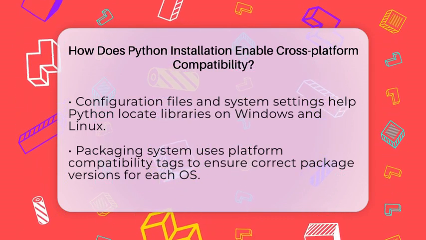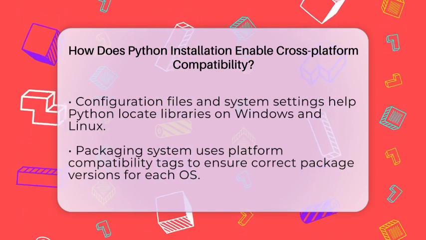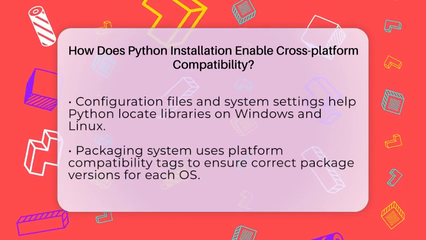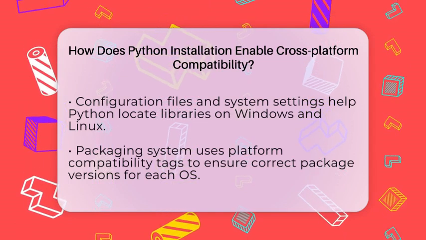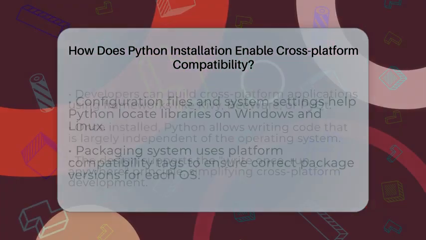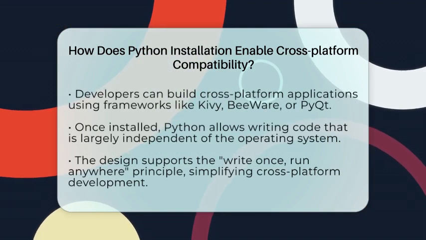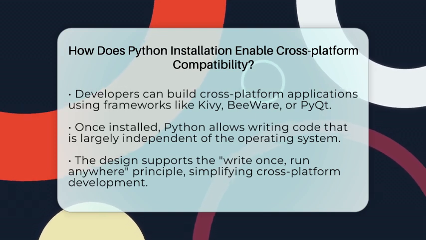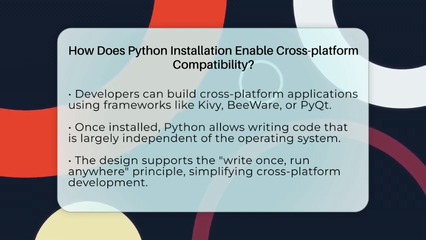Python also supports platform compatibility tags in its packaging system. These tags help identify which packages and extensions work on which operating systems and Python versions. When you install third-party packages, these tags ensure you get the right versions for your system. Once Python is set up on your computer, you can write code that is largely platform-independent. Developers use frameworks like Kivy, BeeWare, or PyQt to build applications that run on many operating systems without rewriting code.